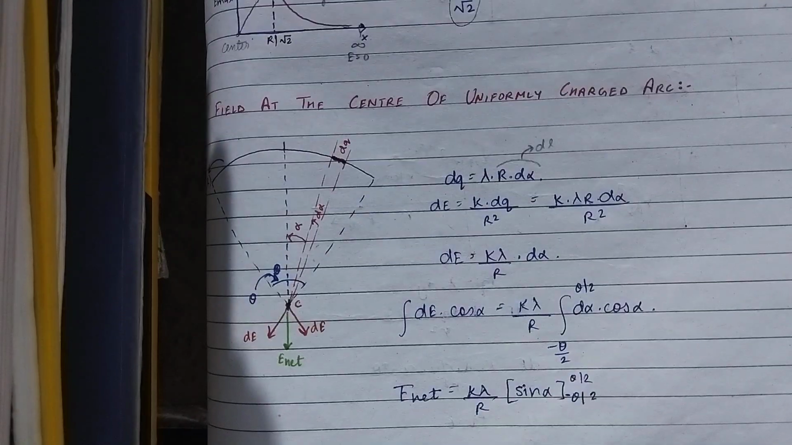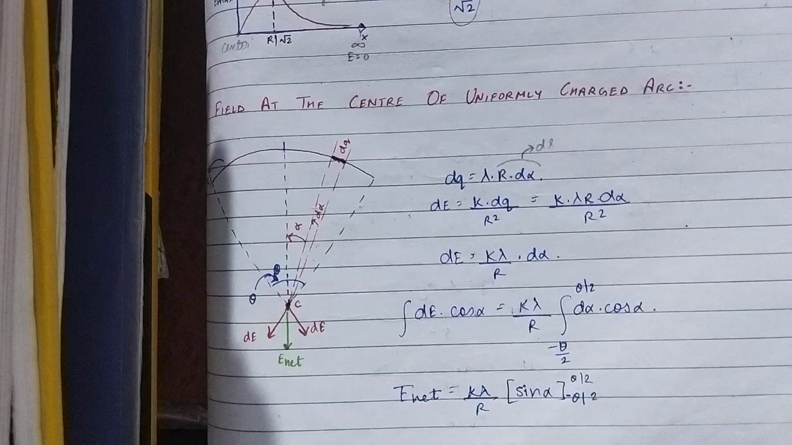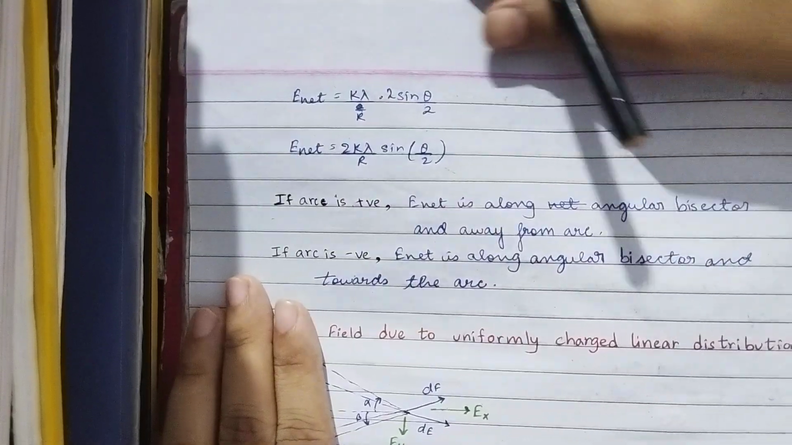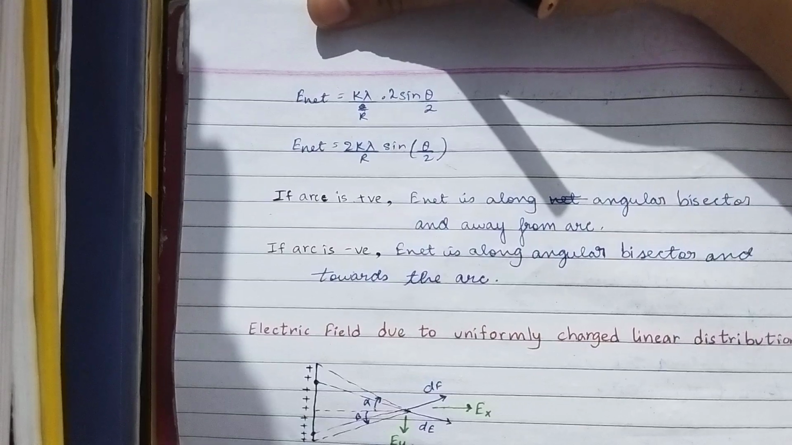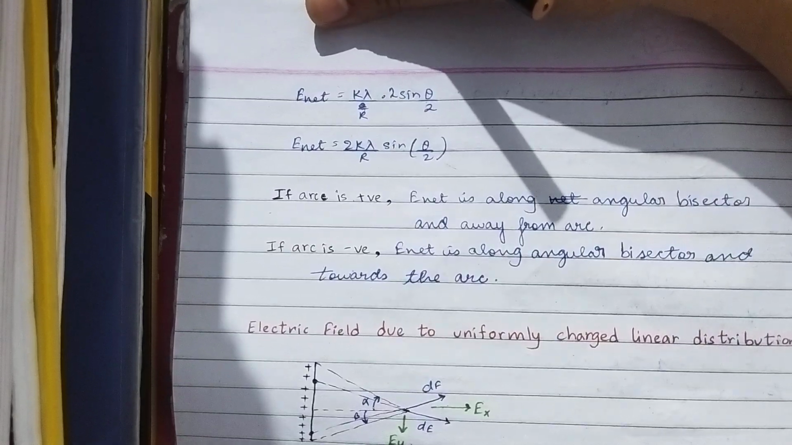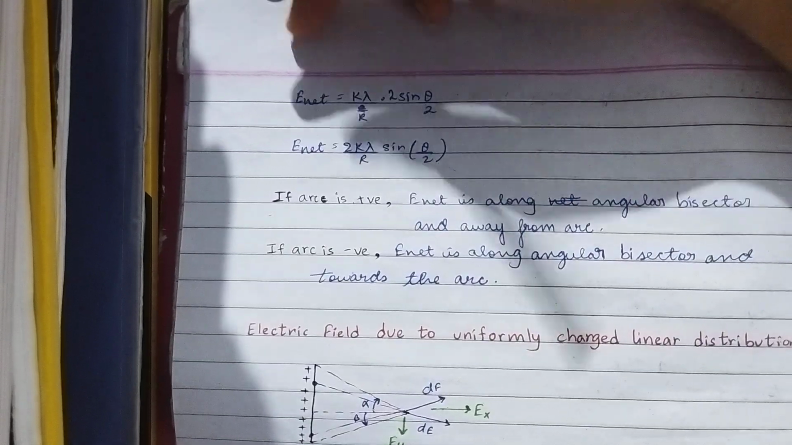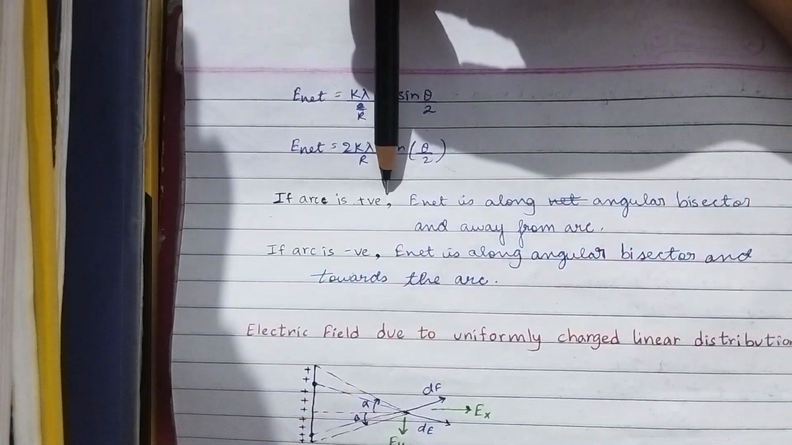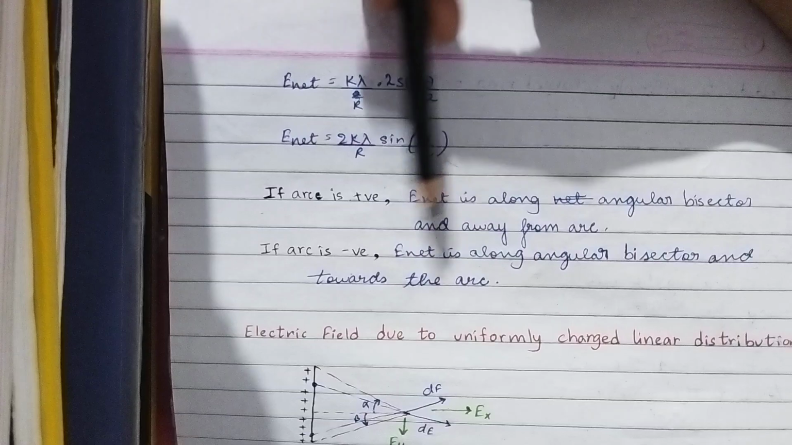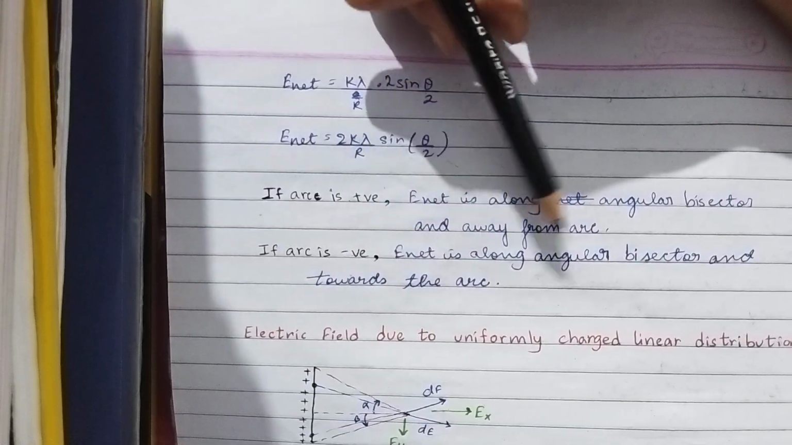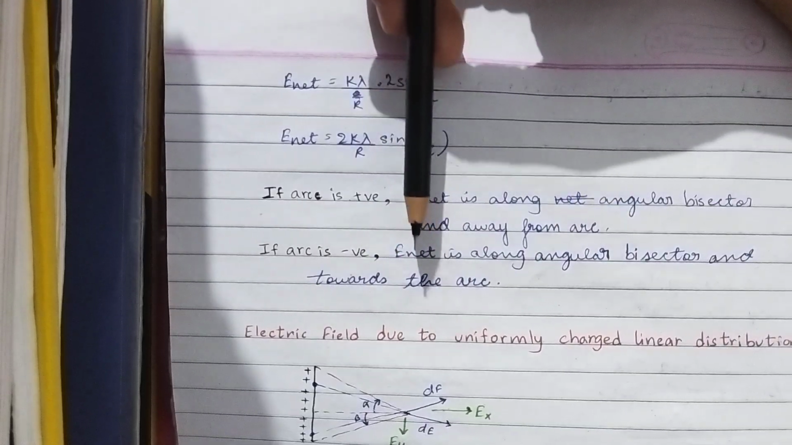Field at the center of a uniformly charged arc. Same logic as we have already used. And then we come to this conclusion that E net is equal to k lambda by R into 2 sin(theta by 2). Basically, if it's a positive arc, the E net will be along the angular bisector and always away from the arc. If the arc is negative, it is along the angular bisector and towards the arc.